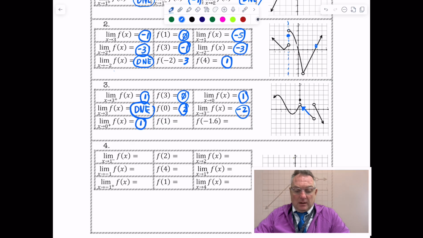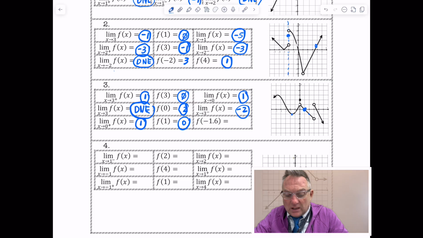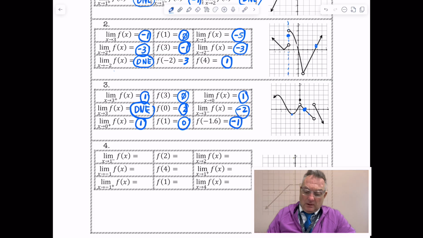Okay? The next one wants me to find the function value for 1. That's actually just equal to, let me erase that, 0, right? 1, 0. And then f of -1.6, that would be right about right there. So that looks like just -1. Right there.